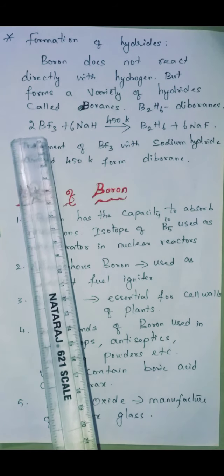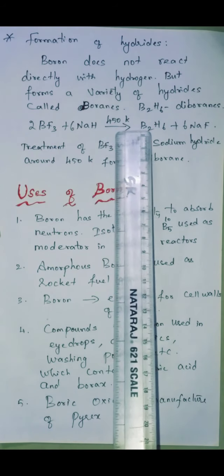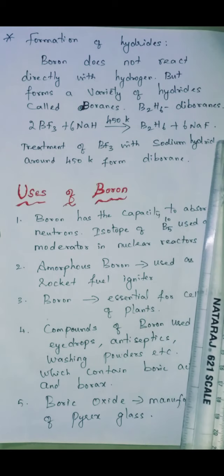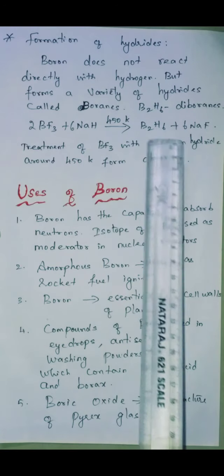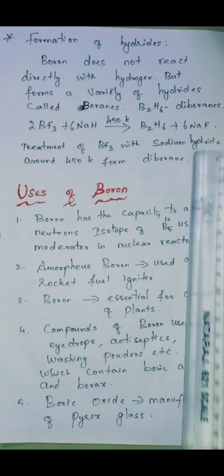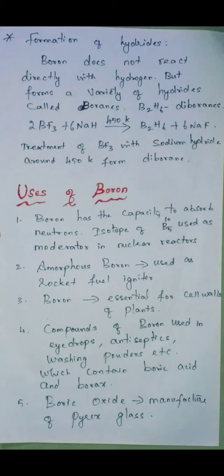Instead, when boron trifluoride, BF3, reacts with sodium hydride on heating at 450 Kelvin, it forms diborane, that is B2H6, and NaF. Treatment of BF3 with NaH under 450 Kelvin forms diborane. The same question is asked: how is diborane prepared? So we can write that boron does not react directly with hydrogen. When BF3 reacts with sodium hydride on heating at 450 Kelvin, it forms diborane, B2H6.